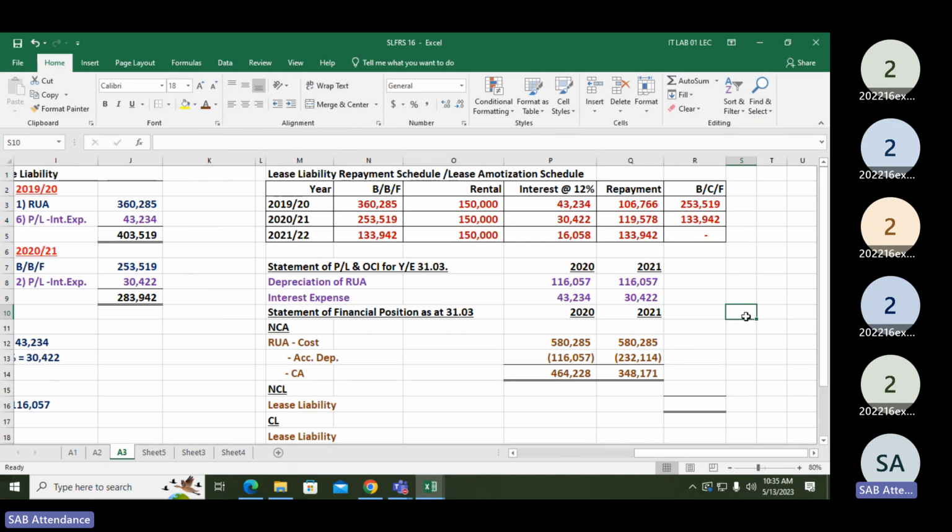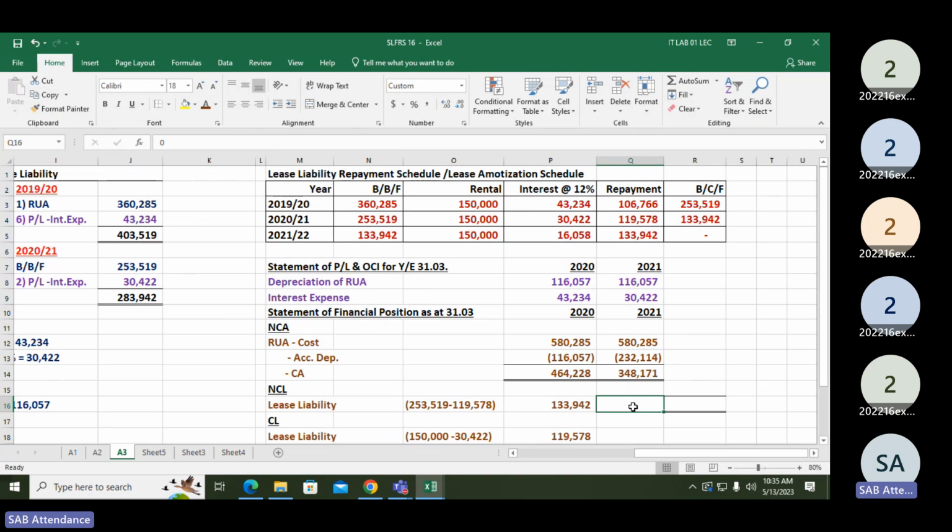So here the lease liability at the end of the first year, current portion is 150 minus second year interest. Second year interest is 30. So the current portion of lease liability is this much. Then the total 253 minus 190 gives the non-current portion.